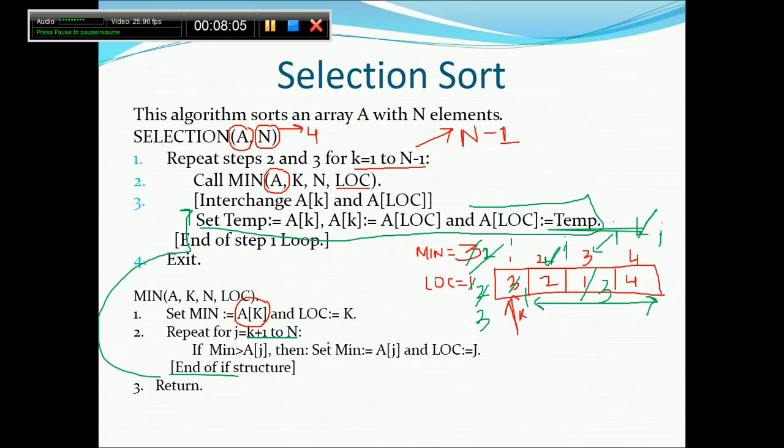Now again it will go. So what is the k currently? 1. Once this iteration terminates, it will go to the next position 2. Now the k will point here, the minimum will be 2, and the location would also be 2.